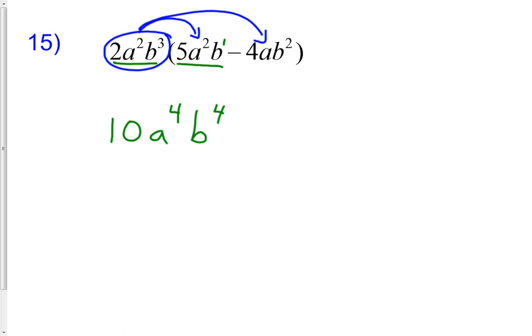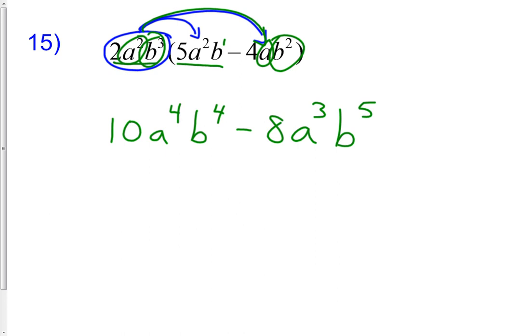Now I'm going to take 2a cubed b squared times the second term, a negative 4ab squared. So 2 times a negative 4 is a negative 8. A squared times a to the first is a to the third. And b to the third times b to the second is b to the fifth. Add exponents. There's the answer for question number 15.